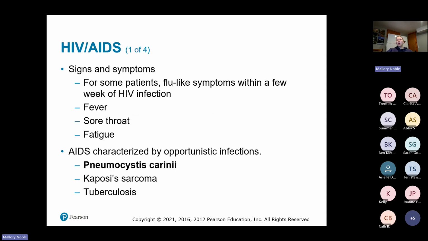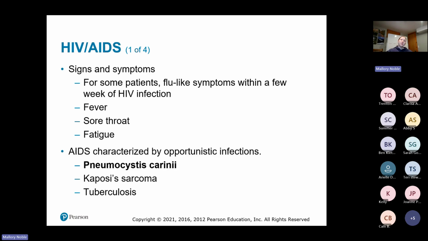Moving on to AIDS or HIV, signs and symptoms. For some patients, this is like a flu-like illness within a few weeks of the HIV infection: fever, sore throat, fatigue, just generalized not feeling well. Quite honestly, we probably will never be able to diagnose or get a differential diagnosis of HIV. It's just too vague, right?